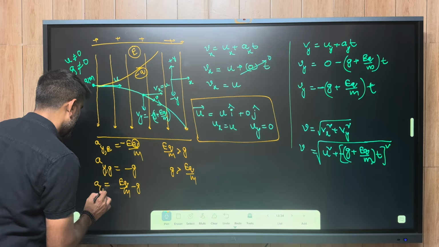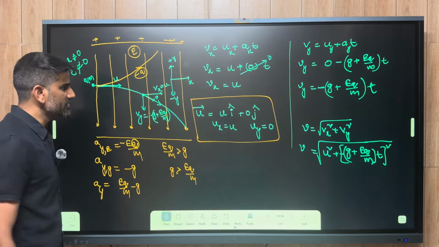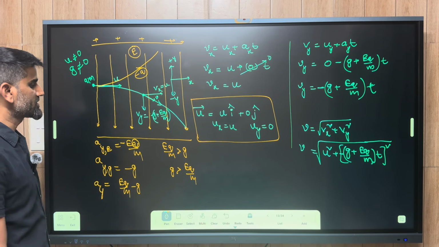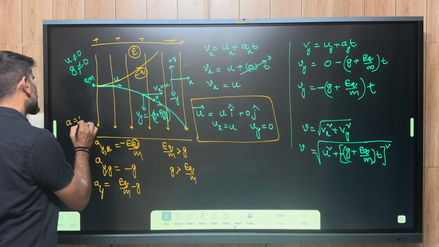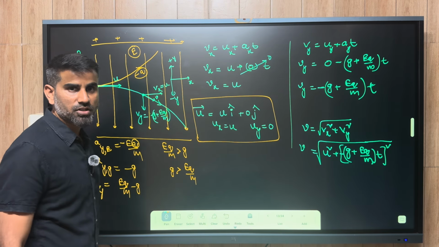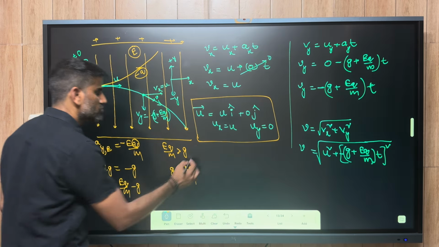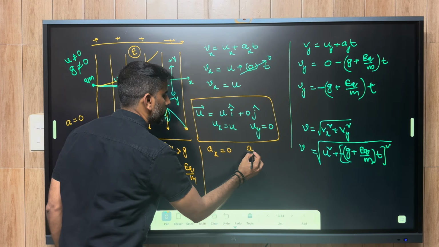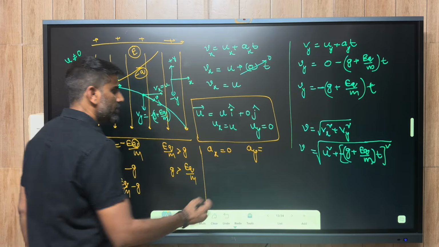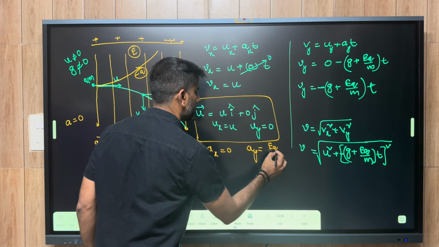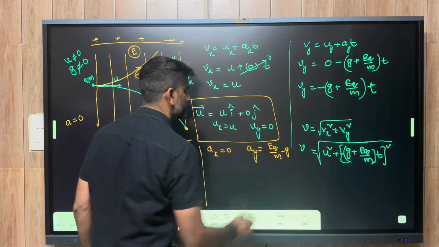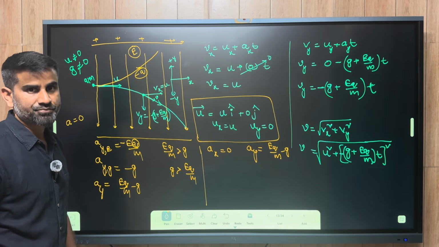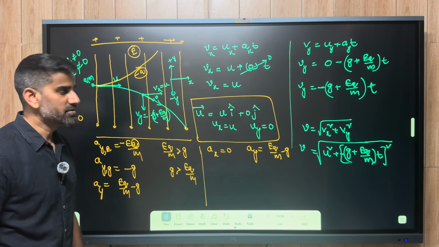If you substitute this acceleration in the vertical direction, ay is eq by m minus g. And ax is equal to again how much? 0. Ax is equal to 0 because there is no force along the horizontal direction. I'm writing the equations here. Ax is equal to 0, ay is equal to eq by m minus g.